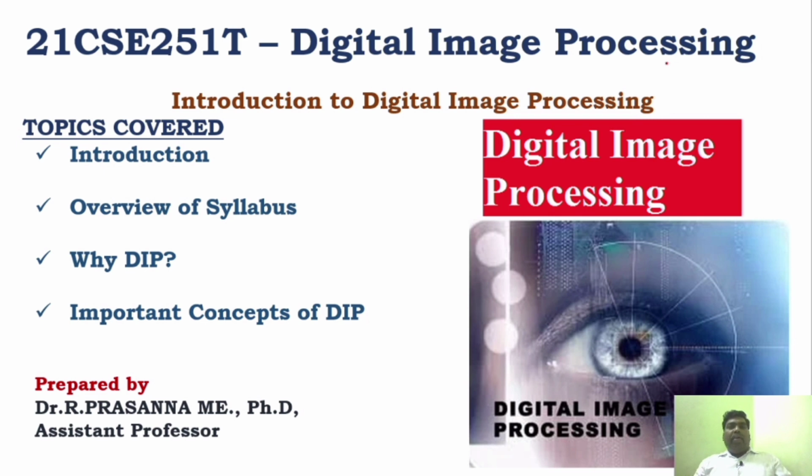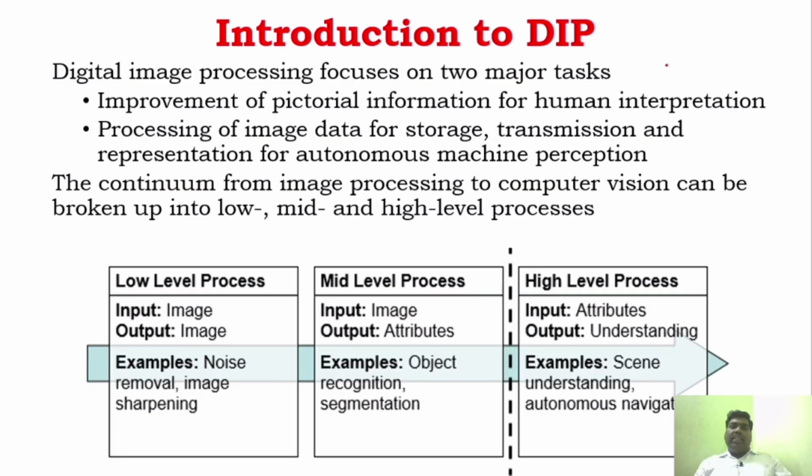So before starting with the overview of the syllabus, we will start with the introduction to digital image processing, right? From the name itself, we can understand what digital image processing is. That is processing an image. I can give you a very good example: you take a picture on your mobile, and you try to enhance that picture by using some filters, or you enhance the brightness and all those things. All these processes are called image processing.